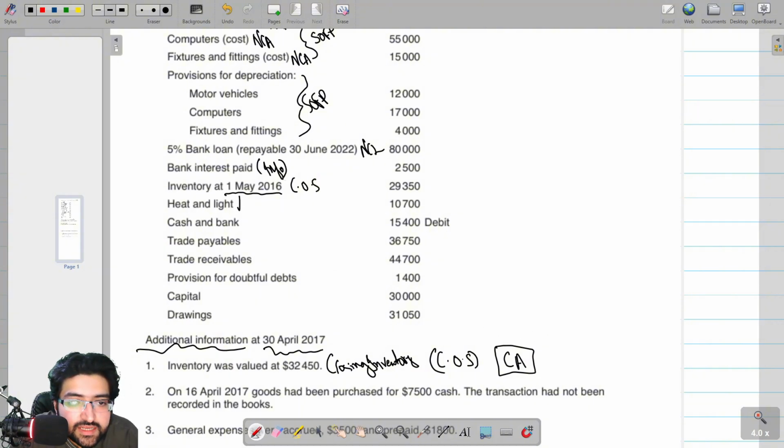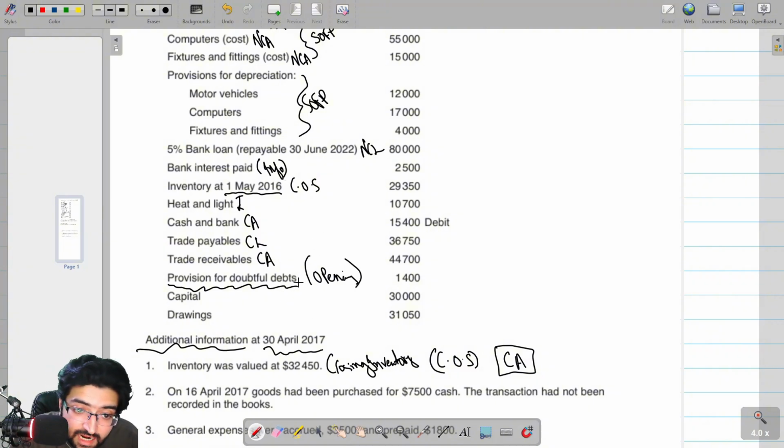Heat and light, again an expense. Cash and bank, current asset. Trade payables, current liability. Trade receivables, current asset. Provision for doubtful debts. I have told you why it is given in the question. This is just for information to show you the opening value of provision, so that you can compare it with the new value which you will find after the adjustments. Capital given, again SOFP, and drawings are also part of SOFP, as you know. If you don't know why I have marked these as current asset, current liability, current asset, you should go through chapter 2 and 3 and build your basics first.